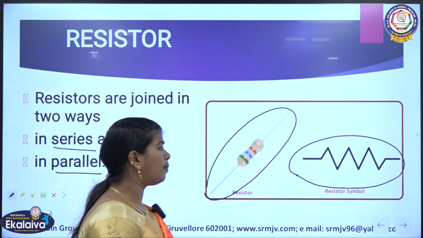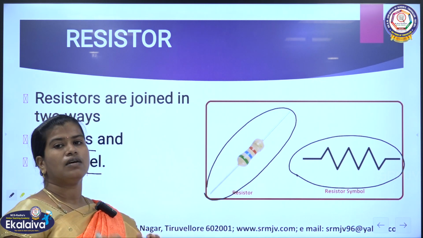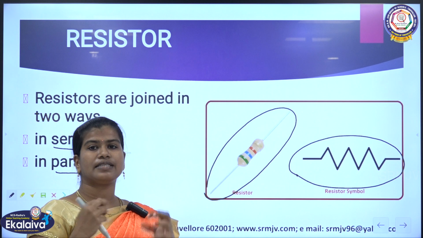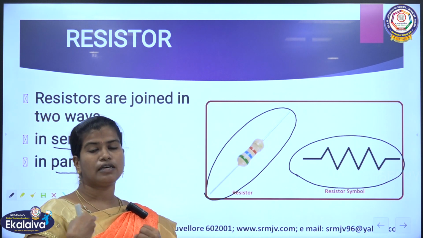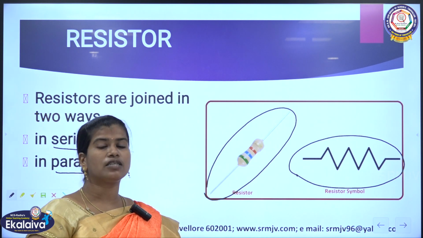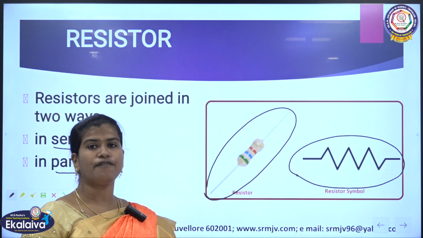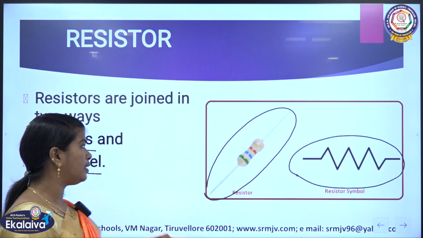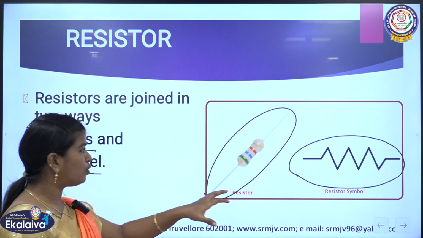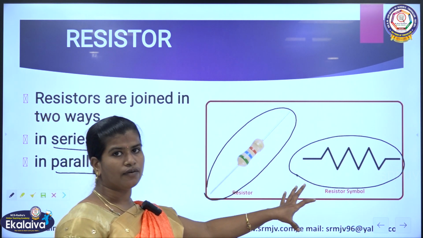And now we will talk about the resistor. You know what is resistance? Resistance means the component, or otherwise a particular conductor, will resist the flow of charge. Am I right? Yes. So, we know what is resistor now.